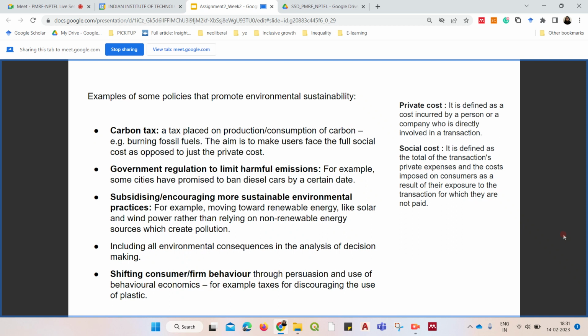Then there are government regulations to limit harmful emissions. For example, many cities are promising to ban diesel cars by certain dates. And then another very good example of this is the reduction or stopping of use of chlorofluorocarbons or of the activities which emit chlorofluorocarbons.